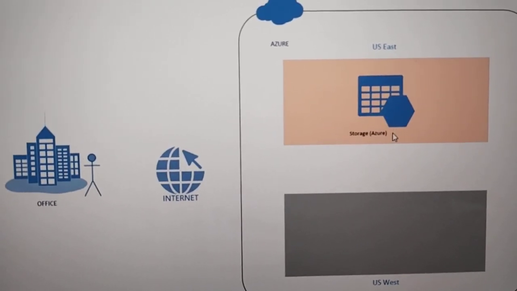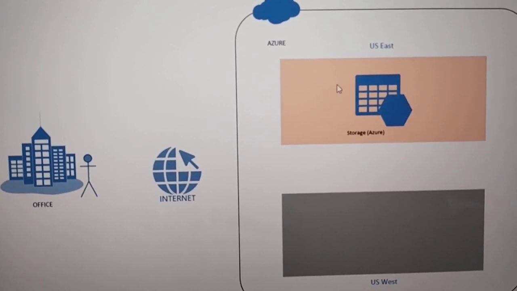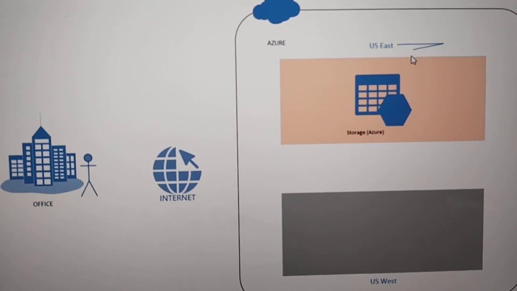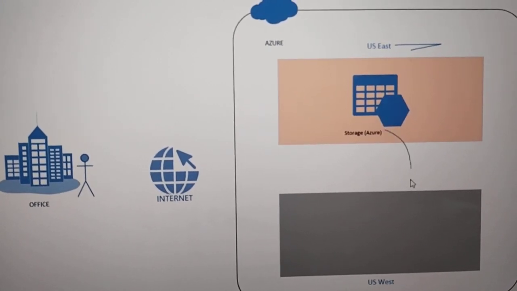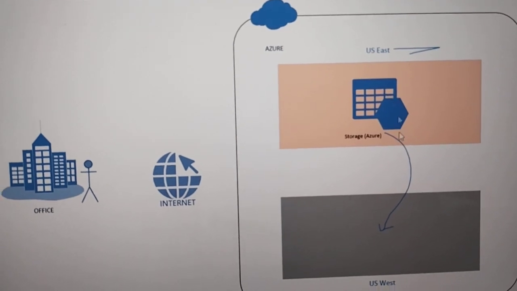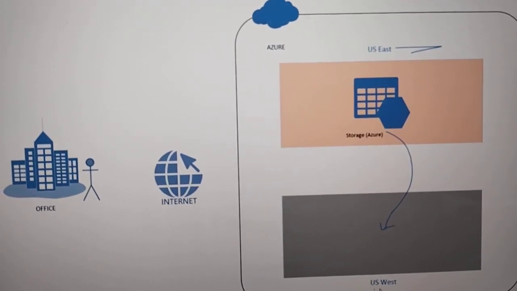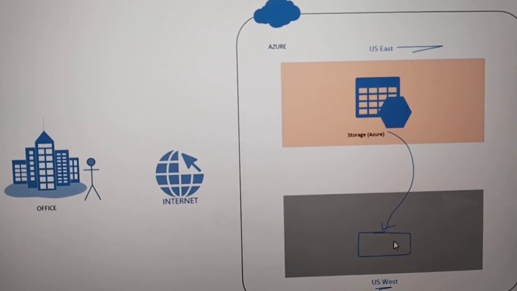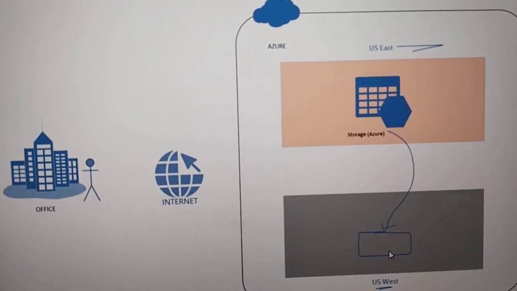Now, once you have that type of a storage account, even if you deploy it in one region, for example, you deploy it in the US East region, it will get replicated to a secondary region. For example, the US East region storage account will get replicated to a US West region storage account. So there will always be a copy of this storage account in the US West region.